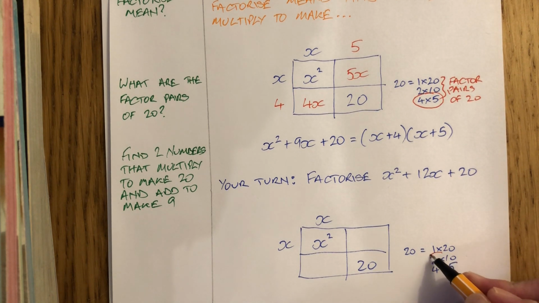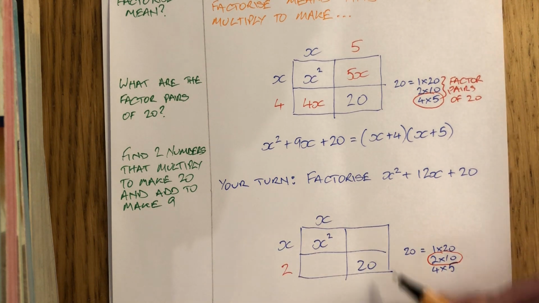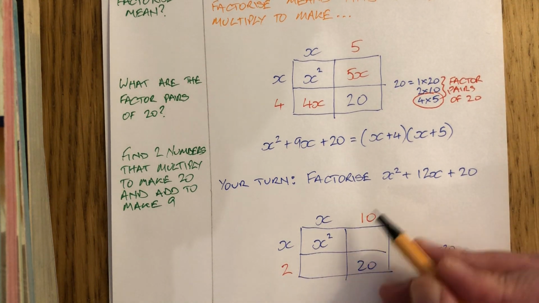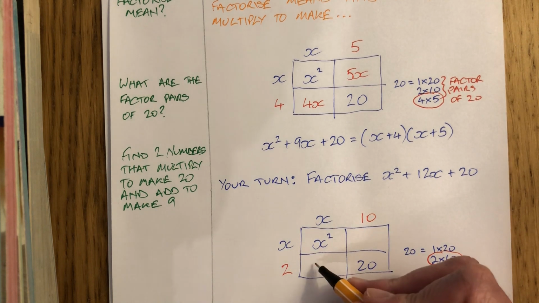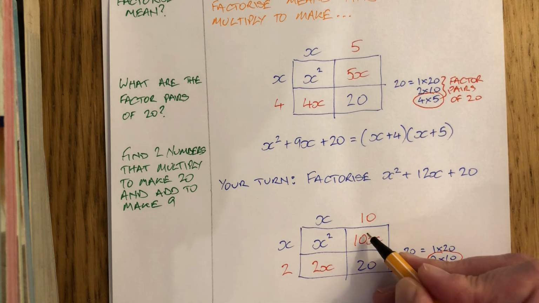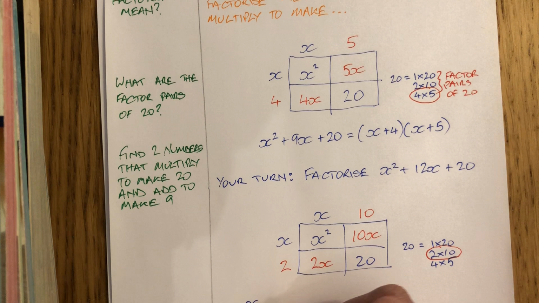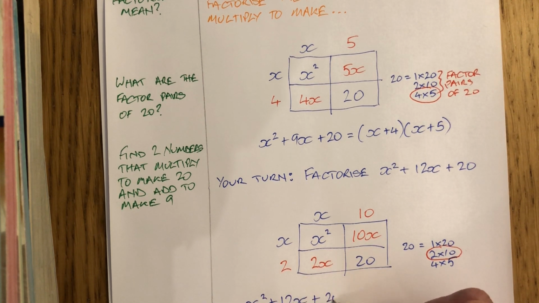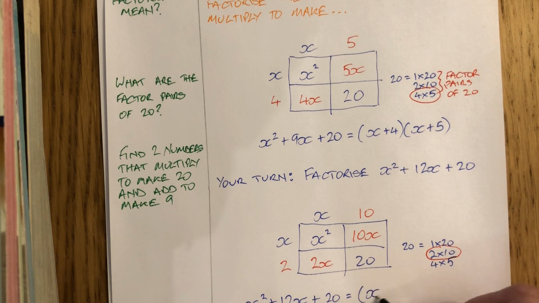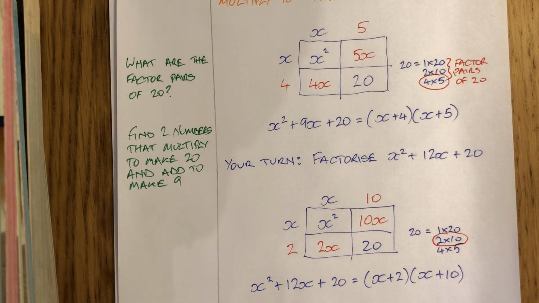And that's this pair here. So I'm going to put 2 here and 10 here. If you've got them the other way around, that's perfectly fine. And that gives me 2x in this box, 10x in this box, and they add up to make 12x. So my final answer then is x squared add 12x add 20 is equal to x add 2 times x add 10. And that is done.